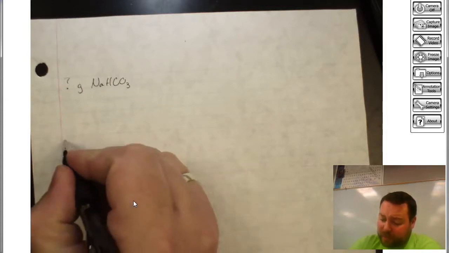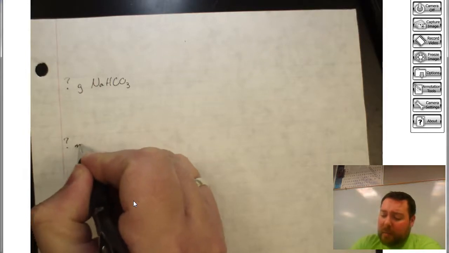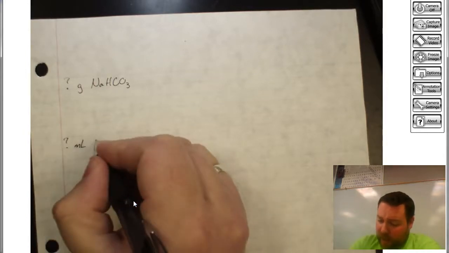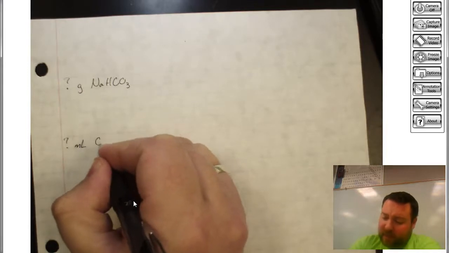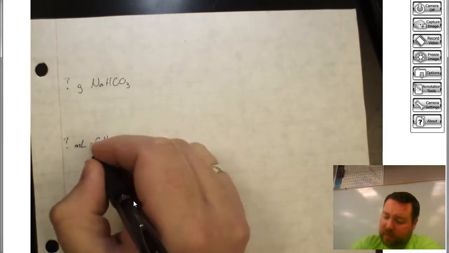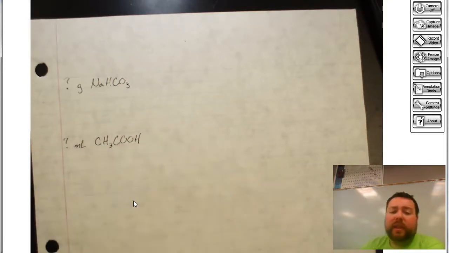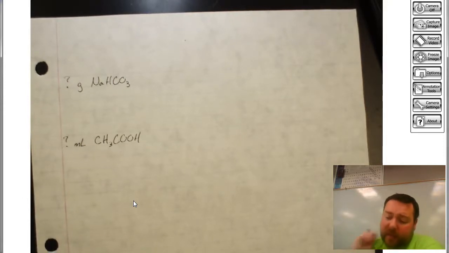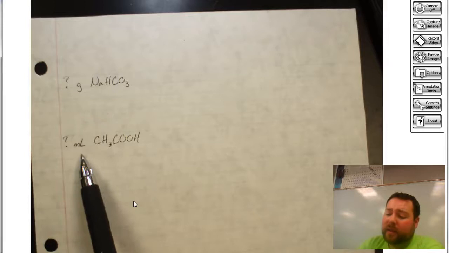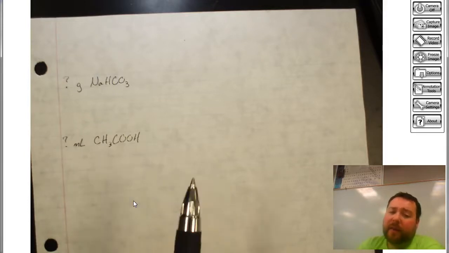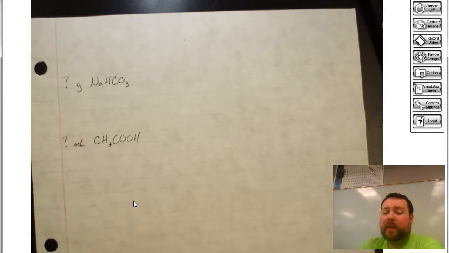We need to know how many milliliters, or what volume, of an acetic acid solution you will need to measure out in order to be part of your reaction. Those are really the two questions that we're trying to figure out: how many grams of baking soda and how many milliliters of acetic acid are we going to end up using in order to make this reaction work? There's a number of things that we need to know in order to figure that out.